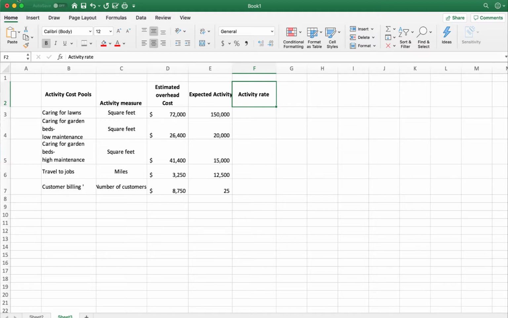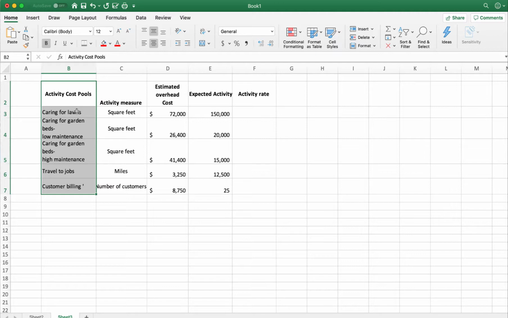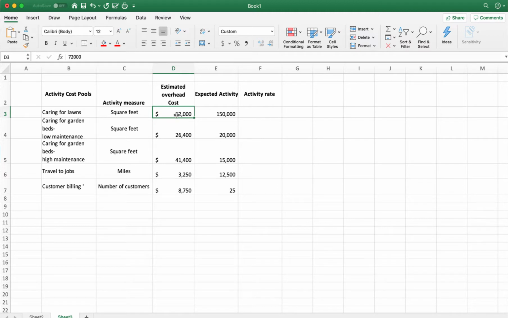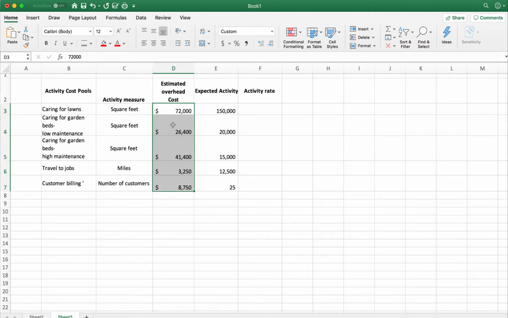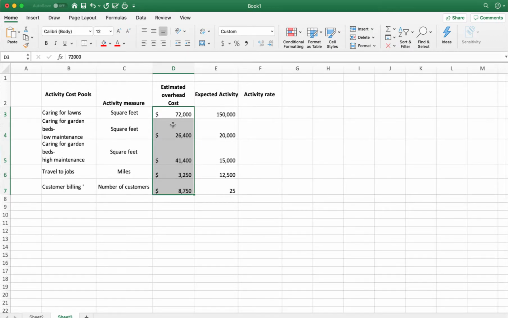Okay, so what we have here is a little bit of, well, it's actually a lot of a different scenario. In this example, we have activity cost pools, and it looks like six of them, right? We have caring for lawns, caring for garden beds, low maintenance, caring for garden beds, high maintenance, travel to jobs, and customer billing. We also have the estimated overhead cost. Okay, so what has happened already is the activity-based costing team already got together. They already identified the activity cost pools, those five. They already estimated all the overhead departments, their total cost, and how much time or how much cost is consumed by each of these activities.